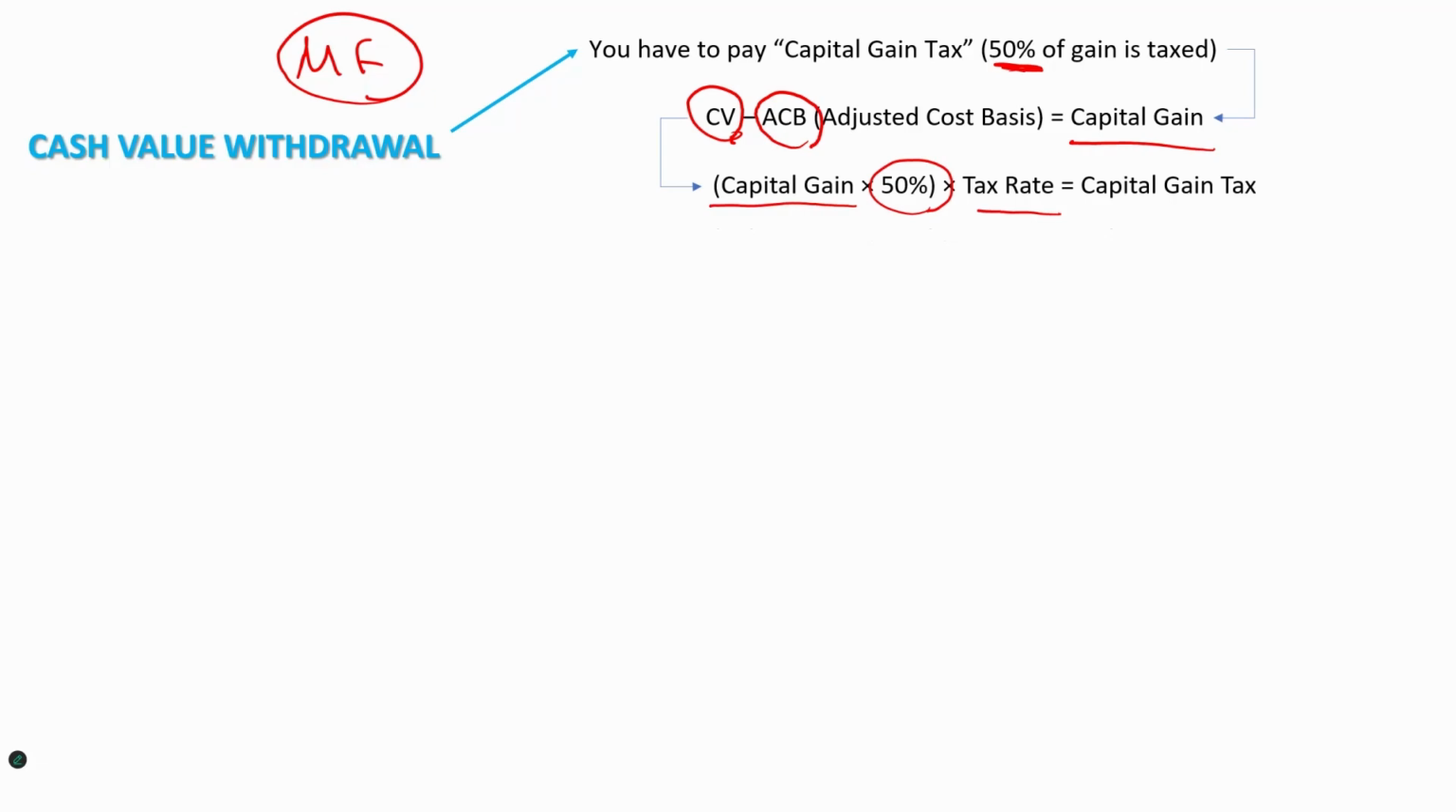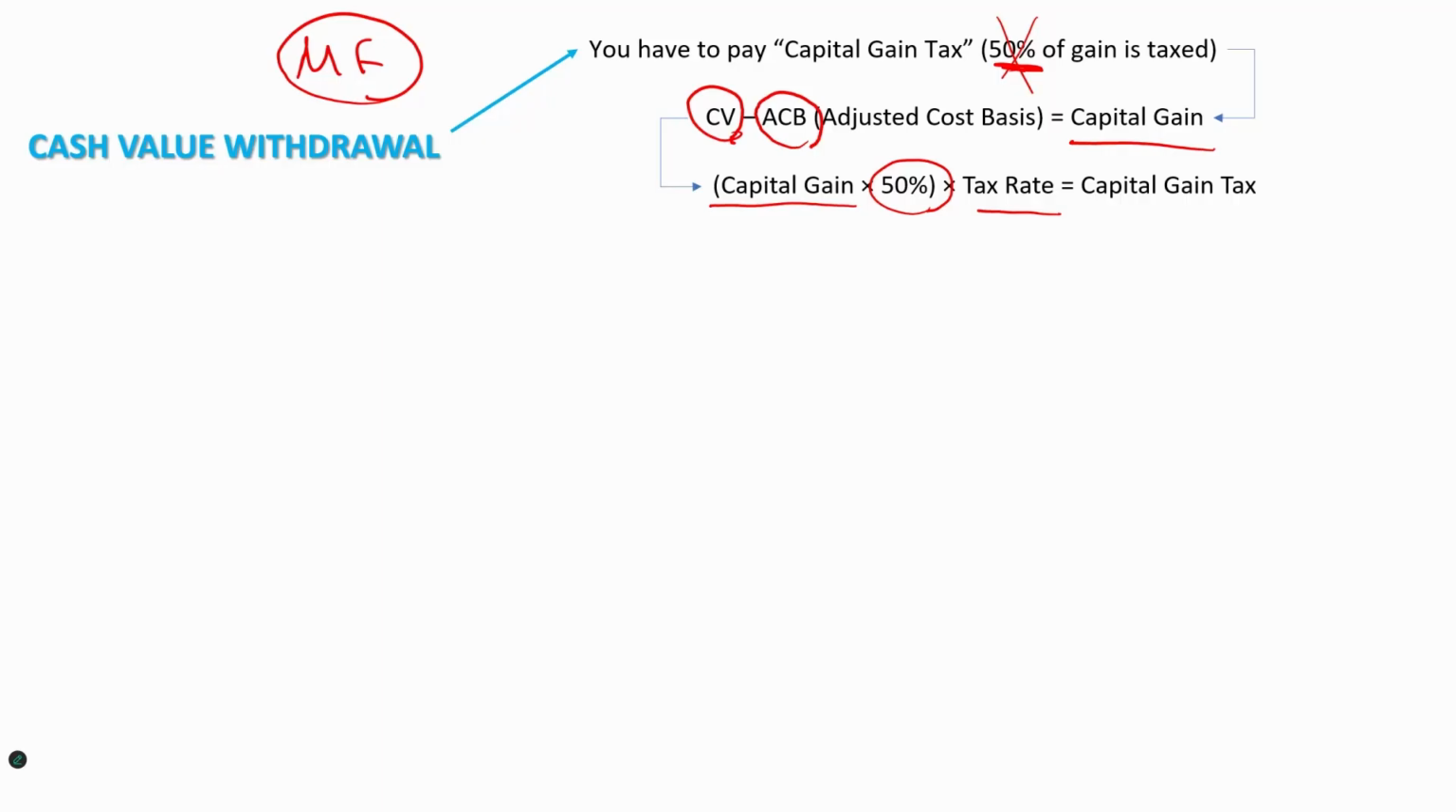The difference between this, that is for universal life, and whole life is that whole life is not a capital gain. Therefore, there is no 50% tax exemption. You pay tax on the entire amount of growth. Okay, so just keep that in mind. For whole life, there is no 50% tax exempt. For universal life, we have the 50% tax exempt.